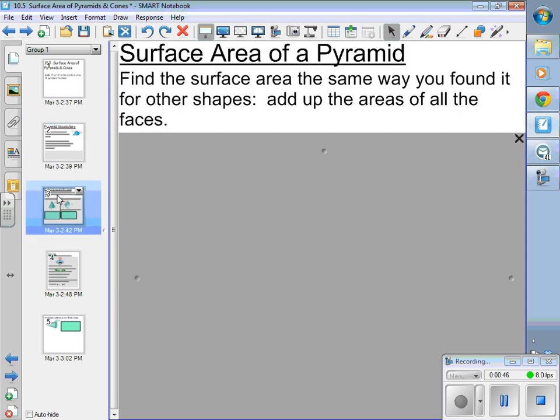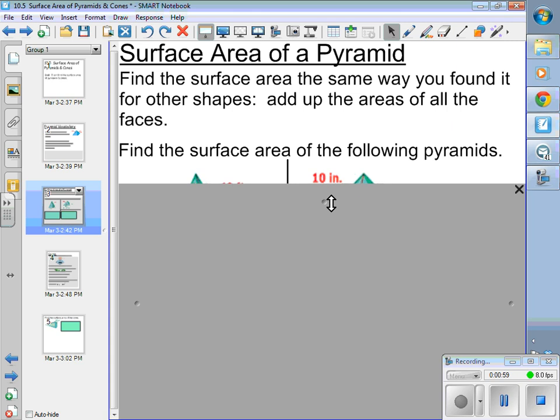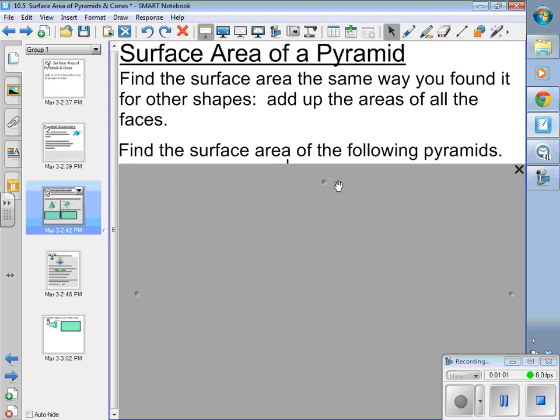All right, so the surface area of the pyramid. To find the surface area, we find it the same way you would for the other shapes. You add up the areas of all the faces. Find the surface area of the following pyramids.